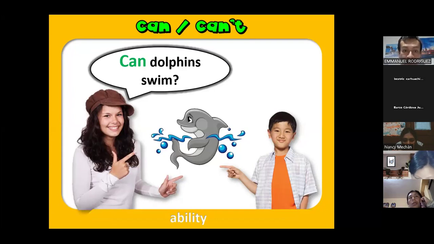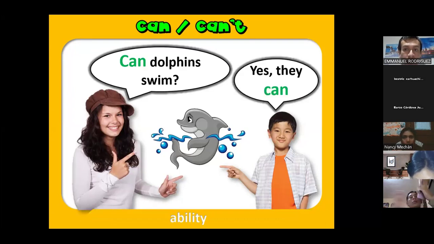¿Cómo sería mi short answer? Yes, they can. Ahora se preguntarán, ¿por qué utilizo they y no utilizo we? Porque técnicamente dolphins es plural. According to the word dolphins, you are going to replace it with the personal pronoun they, que es lo más correcto. Reemplazamos lo que es dolphins, plural, delfines, con un pronombre personal adecuado que sería they.